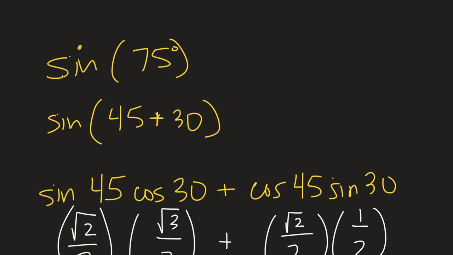Okay? This is how we use the formula. You split your given angle into 2 from the unit circle. Right? These 2 angles have to be from the unit circle.